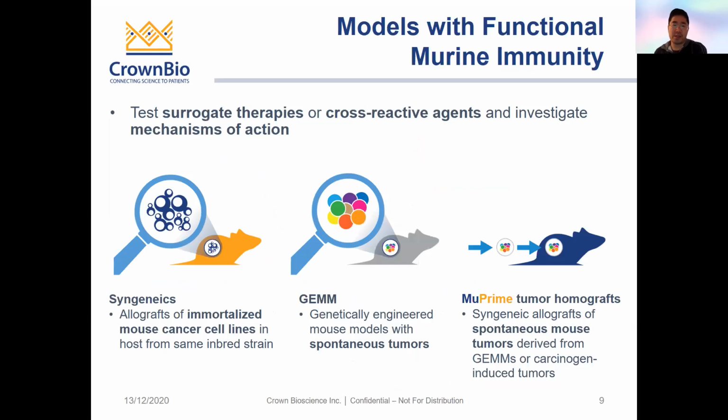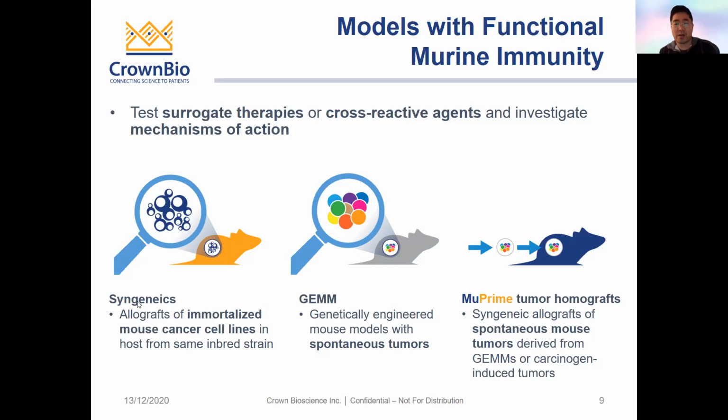First, the models with murine immunity, as mentioned earlier, are very good to use to test surrogate therapies or cross-reactive agents, to help us investigate the MOA of the test compounds. These models include the syngeneic models, which are allografts of immortalized mouse cancer cell lines, and then the GEM models, which are genetically engineered mouse models with spontaneous tumors. They both have their advantages and disadvantages. I'm going to cover that a bit later.